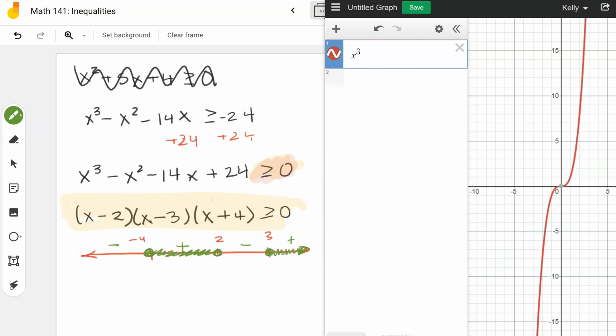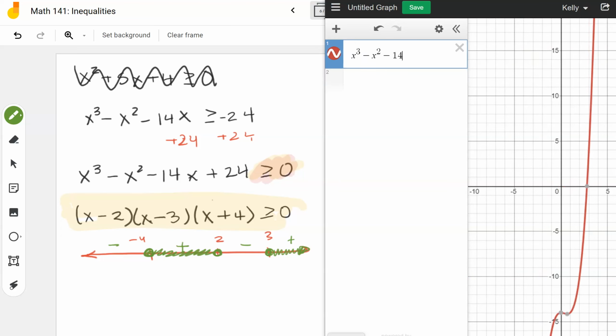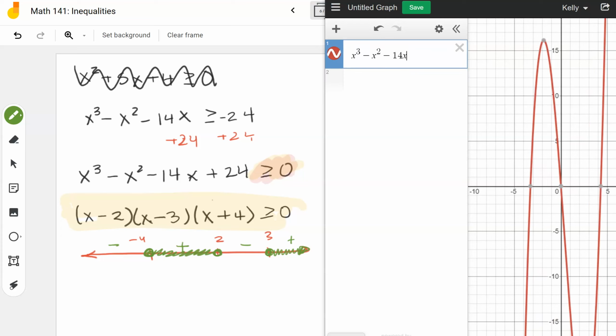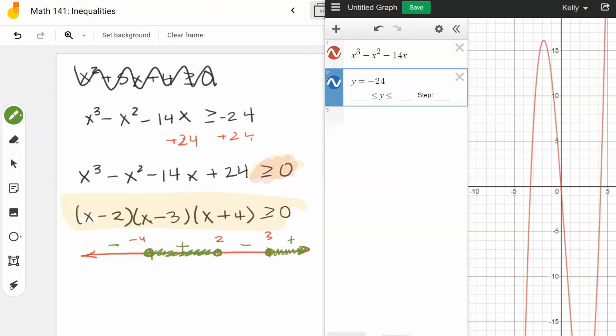Remember, if we're going to use this as is, we just type in both of these equations. Oops, x squared minus 14x. And so that's my first equation. That's my first y equals. The second y equals would be the negative 24. I guess I should put y equals. It's going to be mad at me otherwise.